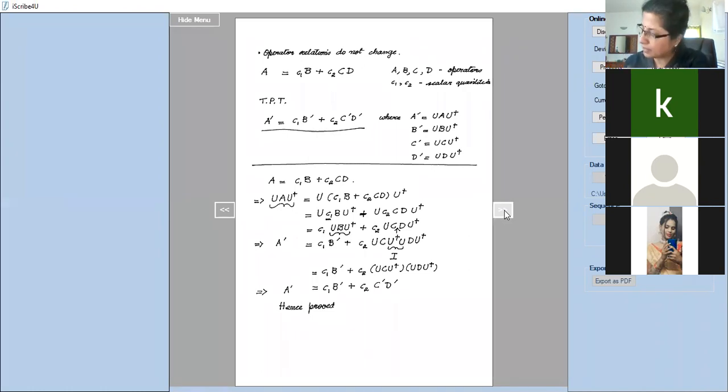I have proved that operator relations do not change. So we will meet tomorrow again, and I will start off with telling you how in unitary transformations, commutator relations, eigenvalues, and expectation values will not change.